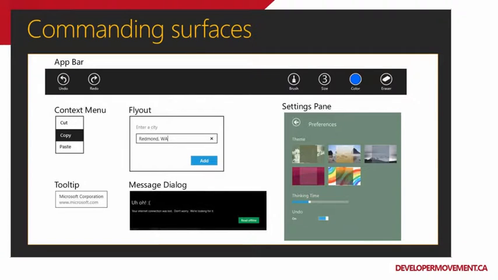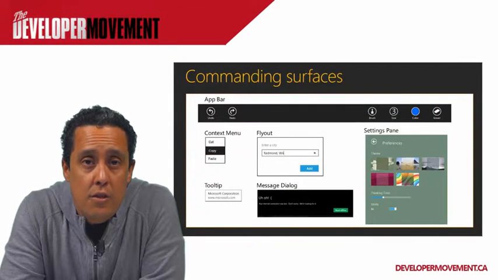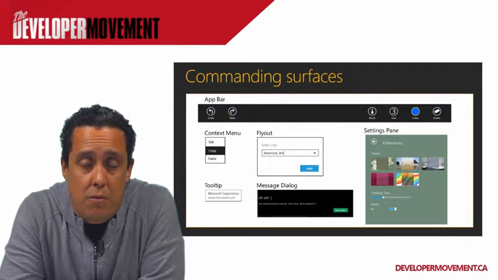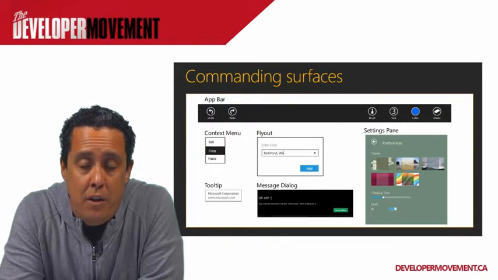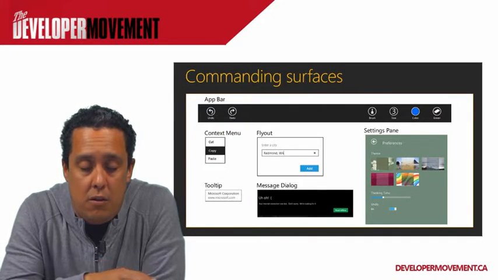Then we have commanding surfaces. Commanding surfaces are basically surfaces that go on top of your main application, such as the app bar, a settings pane, a flyout, a message dialog. So you want to leverage these controls, especially the app bar. You don't want to go ahead and create your own. So you want to use the WinJS.UI.AppBar. You can set that in the HTML, and away you go.